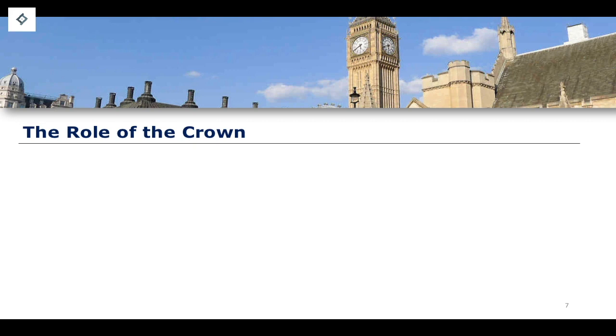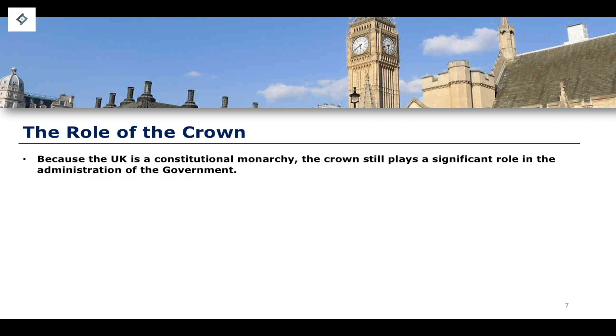Within this whole process, the Crown exists as a very interesting power and a very interesting check, because ultimately the United Kingdom's constitution is a monarchical one. It is a constitutional monarchy. What this means is we have monarchical authority, we have a monarchy which still plays a significant role in the administration of government, but that the monarchy is limited by the constitution.